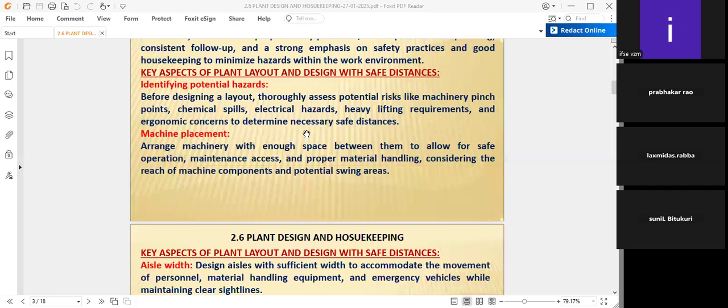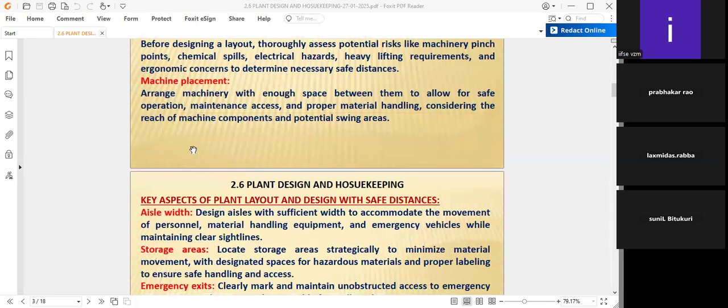Small storage facilities will also be given in the stores, that is, in the process department itself or the maintenance department. And proper material handling will be taken care of. Stacking and unstacking will also be taken care of. Considering the reach of machine components and potential swing areas, we will see where the swing areas and movable points are, like, for example, overhead cranes and all these things. You have to use a properly planned material handling system while placing the machine.